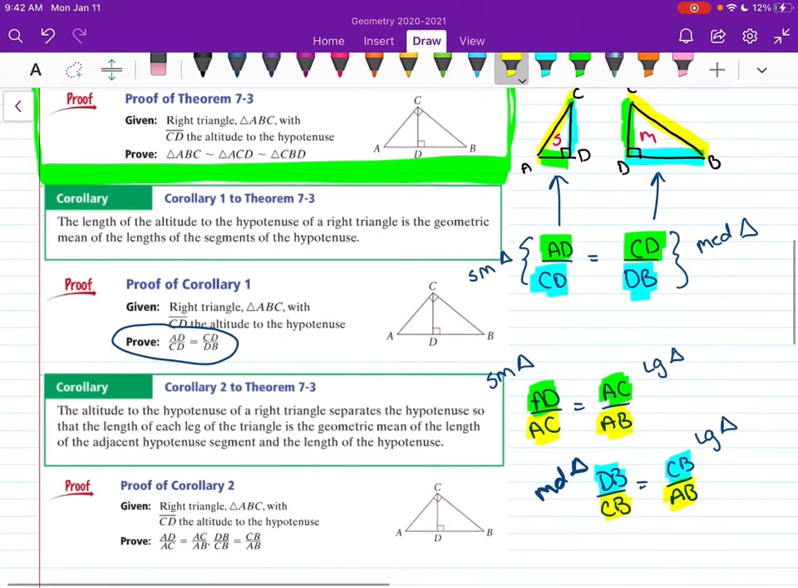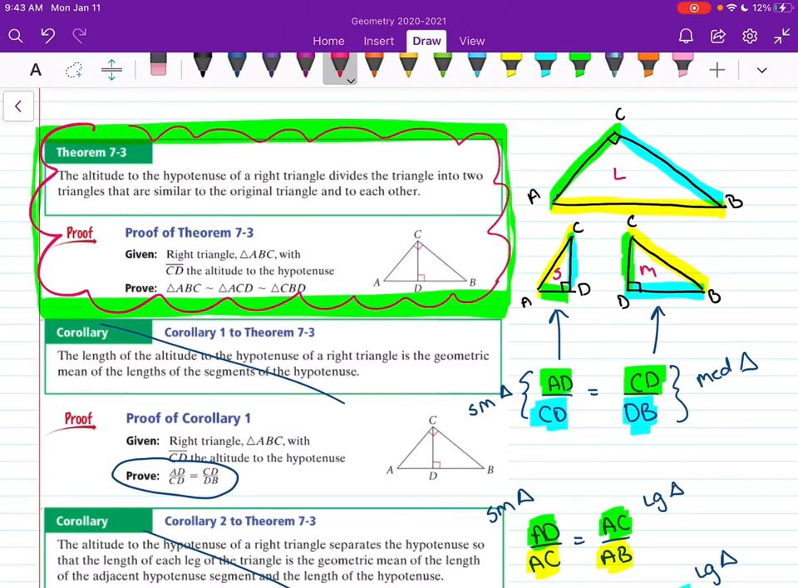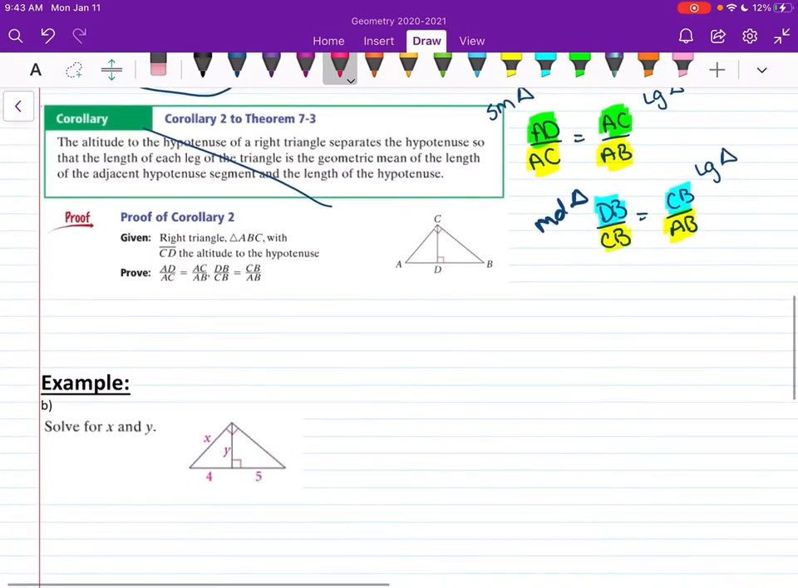So you actually don't need to know this theorem or this theorem if you don't want to. They're very wordy. They might be confusing. All you need to know right here is that we have these three similar triangles if I have that altitude through the middle of a right triangle. Okay? Let's take a look here.